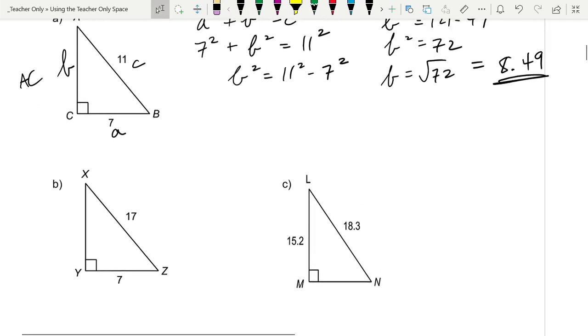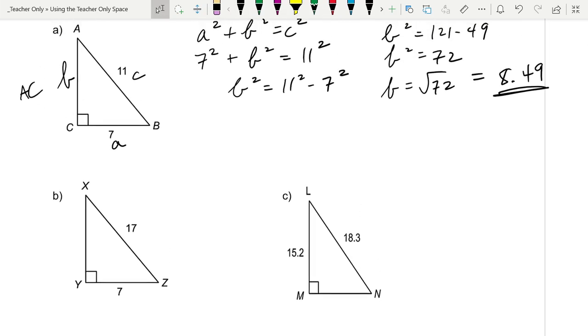But you kind of have to still get used to doing it this way, because this is the way we're going to do things in trig. Angles and sides share letters. Angles are the uppercase and sides are the lowercase.